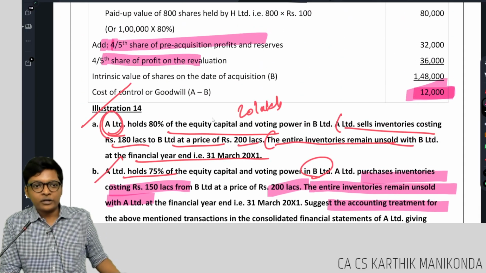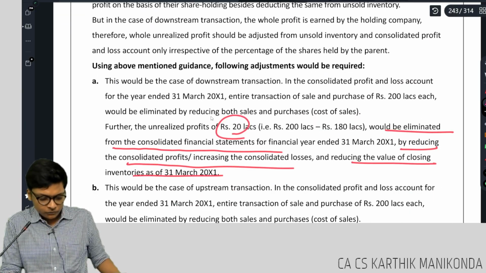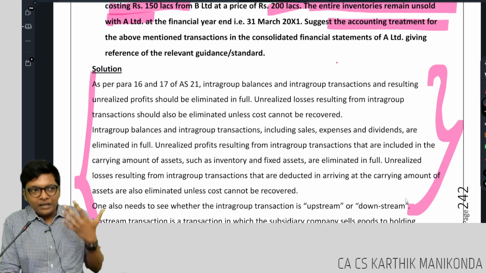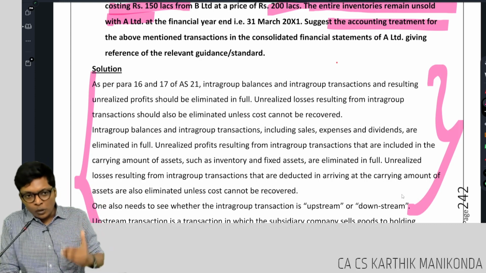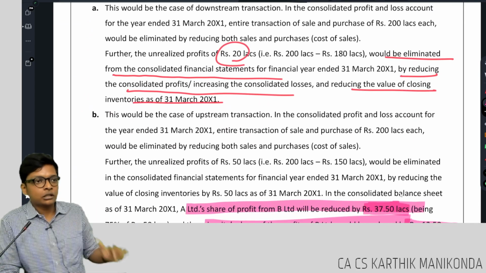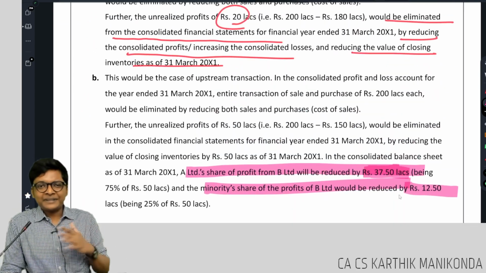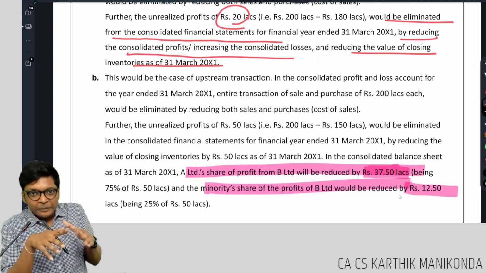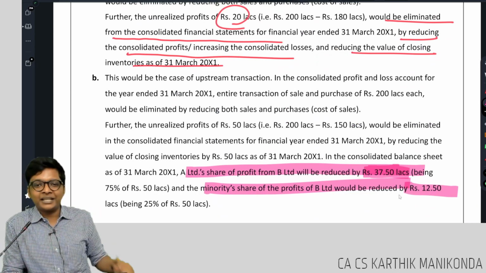Done, guys. Illustration 14 is done. Of course, you will explain the paragraph in the exam. What is intra-group? What is downstream? What is upstream? Why am I adjusting here? Why should I adjust there? And then give your conclusion. Don't expect a separate question like this. It can come in MCQ or this will be adjustment and consolidation. That's going to be the next sum.